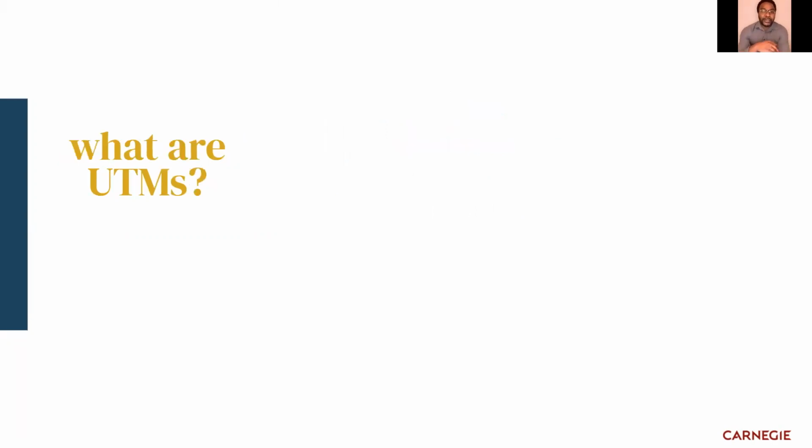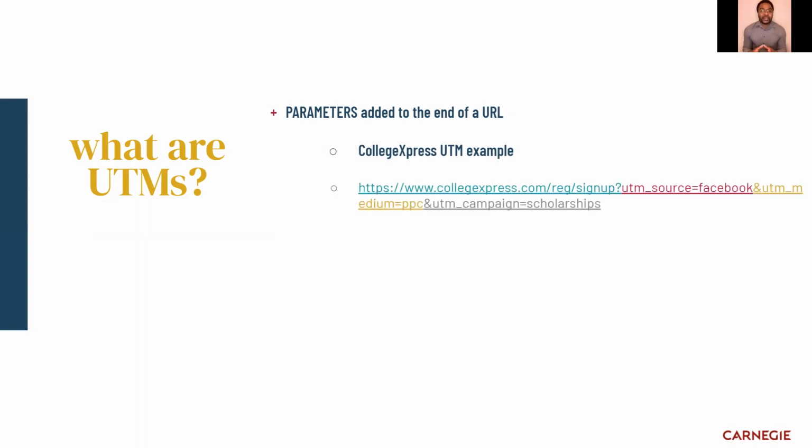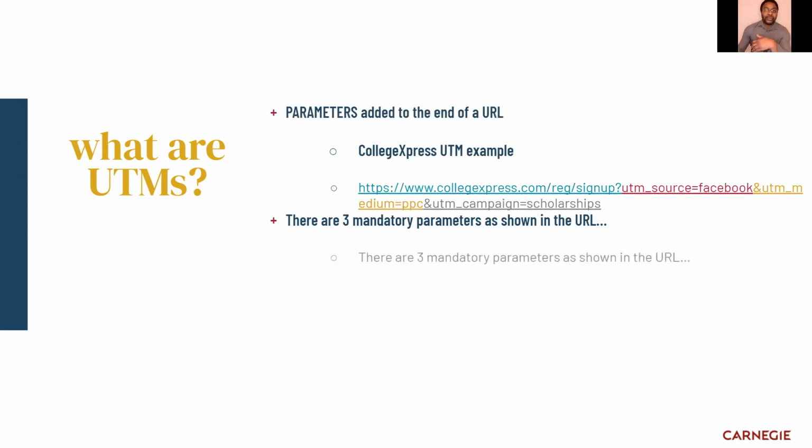So what are UTMs? UTMs are essentially pieces of parameters that are added to the end of the URL. In this case, we'll use a UTM example of College Express, but you may have seen other URLs where there is a URL and then it has pieces of information added to it. Anything with utm_source, or essentially anything with utm_, just means that's a UTM parameter. With the UTM parameters, there are three mandatory parameters that Google recommends.